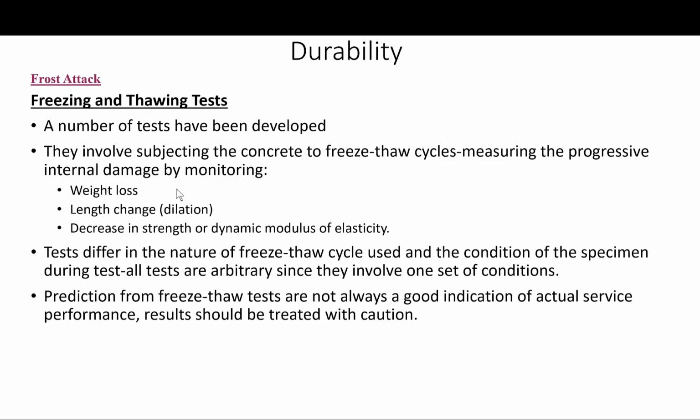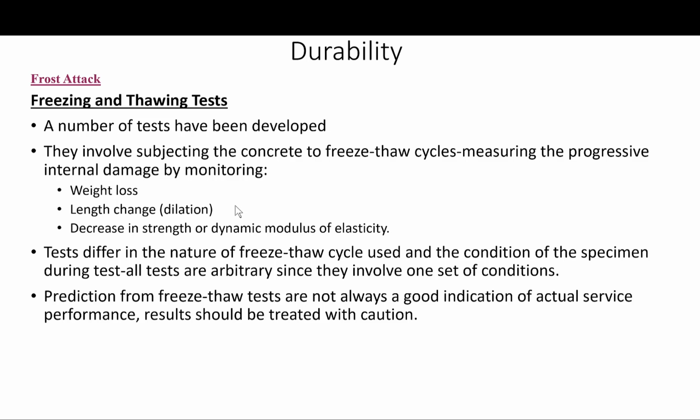A number of different tests have been developed to assess the long-term frost resistance of concrete. These involve subjecting concrete to different freeze-thaw cycles and then measuring the progressive internal damage by monitoring weight loss, length change or dilation, and the decrease in strength, or another way to measure it is the decrease in dynamic modulus of elasticity. The tests differ in the nature of the freeze-thaw cycle used and the condition of the specimen during the test, but all tests are arbitrary since they involve only one set of conditions.